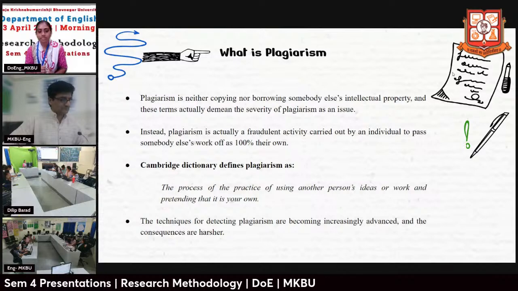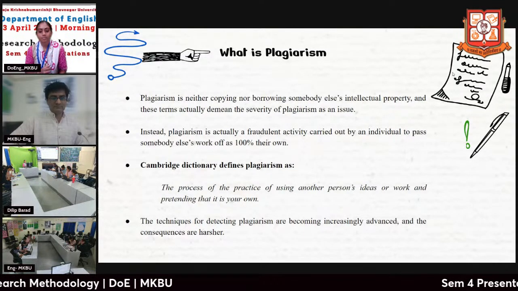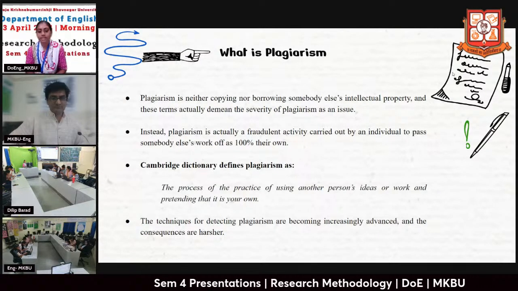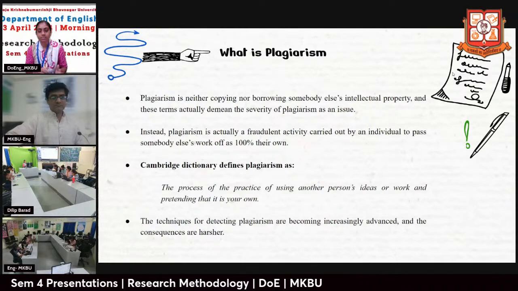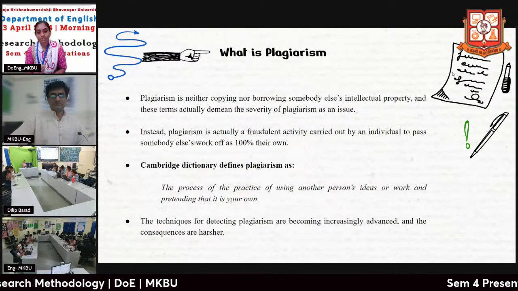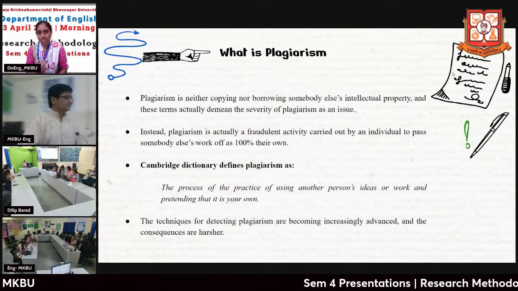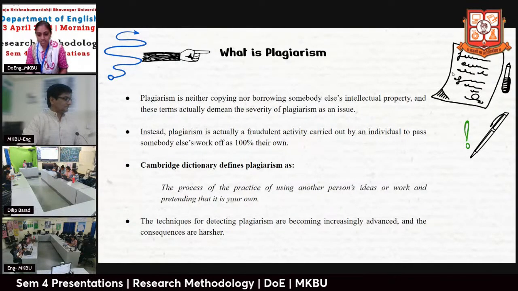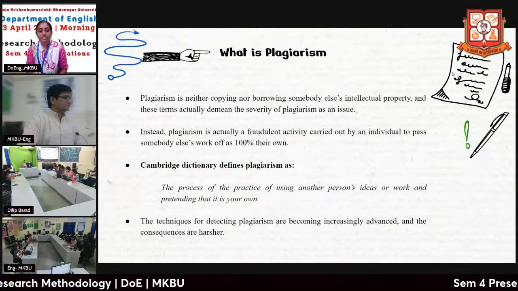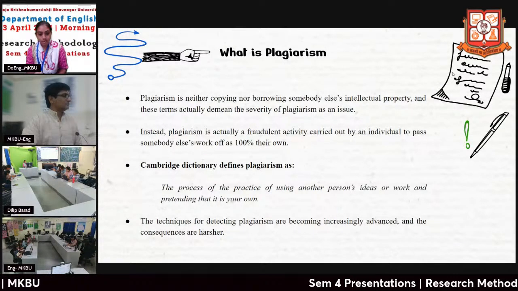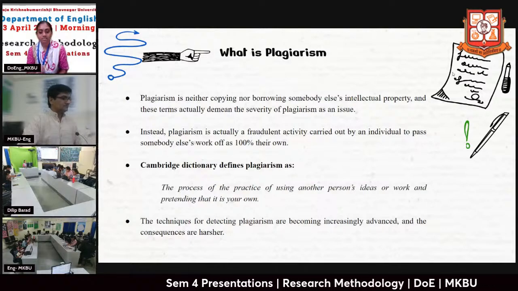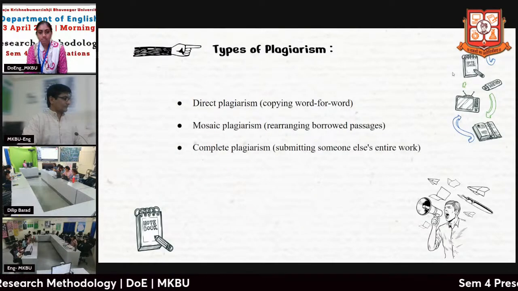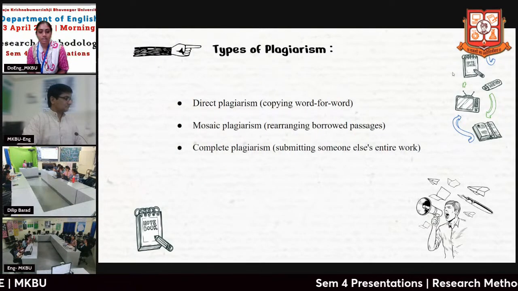This term actually demeans the severity of plagiarism as an issue. Instead, plagiarism is actually a fraudulent activity carried out by an individual to pass somebody else's work off as 100% their own. According to Cambridge Dictionary, plagiarism is the practice of using another person's ideas or works and pretending that it is your own. The techniques for detecting plagiarism are becoming increasingly advanced, and the consequences are harsher.